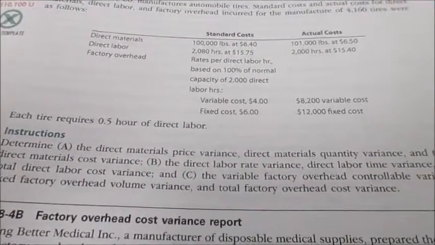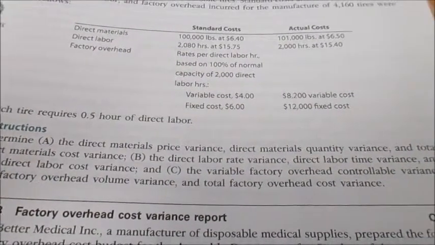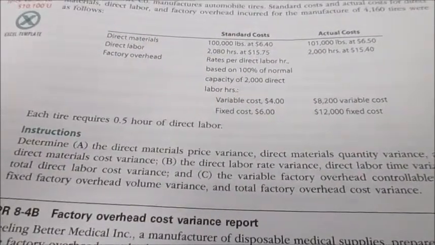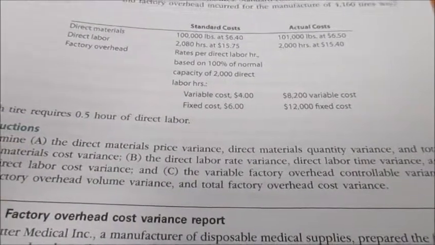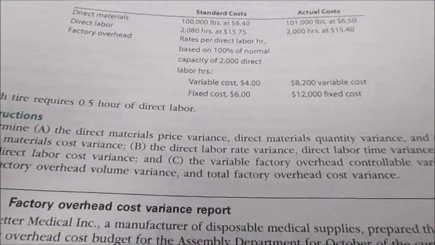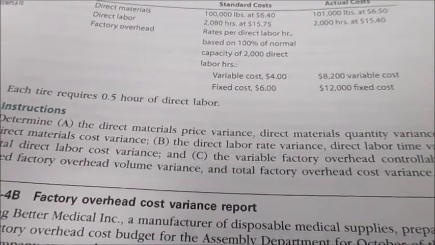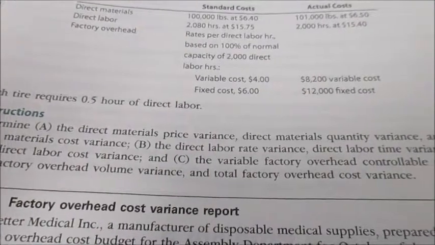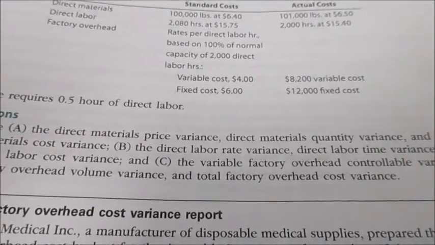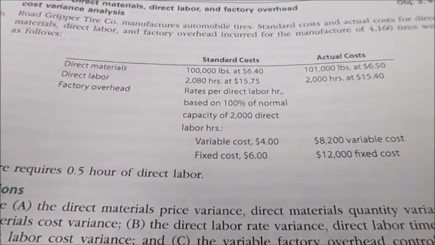Instructions: determine the direct materials price variance, direct materials quantity variance, and total direct materials cost variance, the direct labor rate variance, the direct labor time variance, and the total direct labor cost variance, and then the variable factory overhead controllable variance, the fixed factory overhead volume variance, and the total factory overhead cost variance. Okay, so again, we're going to use this data up here at the top to answer these questions.